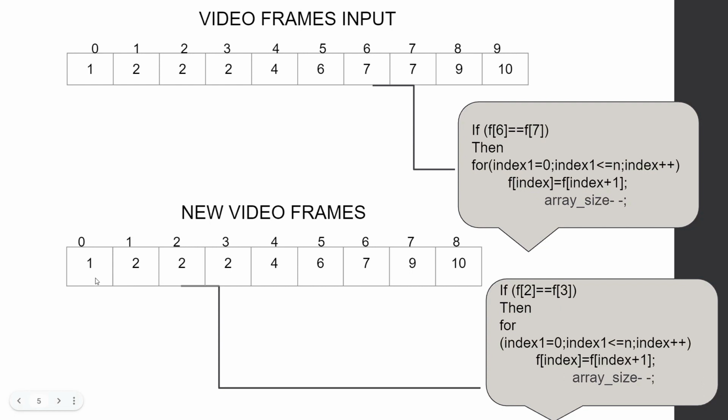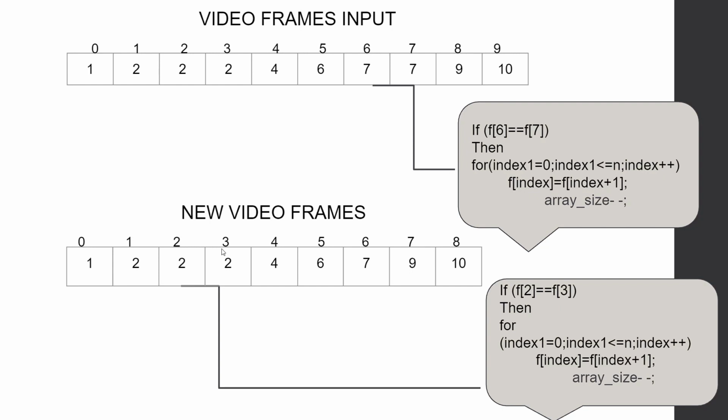Now we are left with 1, 2, 2, 2, 4, 6, 7, 9 and 10. Here, our 7 frames have been compressed to a single 7 frame. Next, we continue the comparison. 7 is not equal to 6 and 6 is not equal to 4. Neither is 4 equal to 2. But at index 3 and index 2, both are equal to 2. So we have to do some compression.